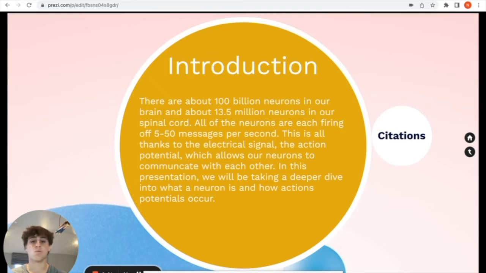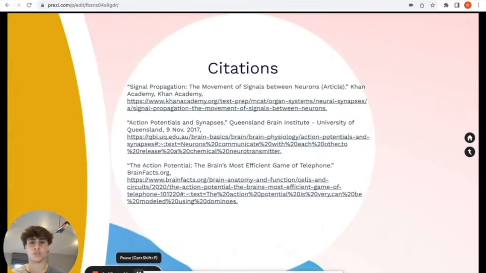In this presentation, we'll be taking a deeper dive into what a neuron is and how action potentials occur. And here are the sources we used for this presentation.